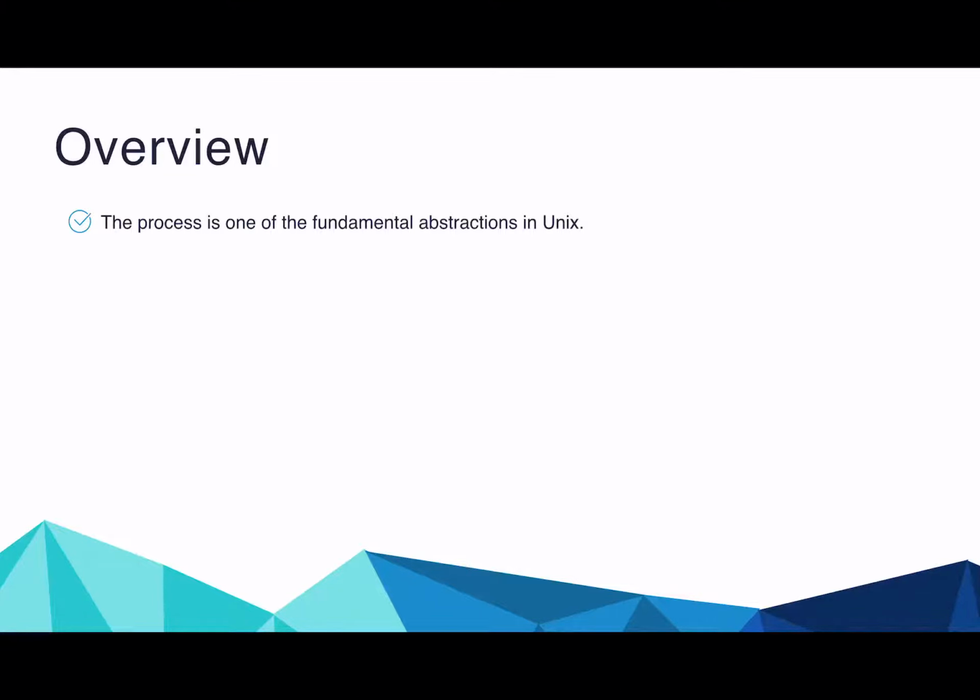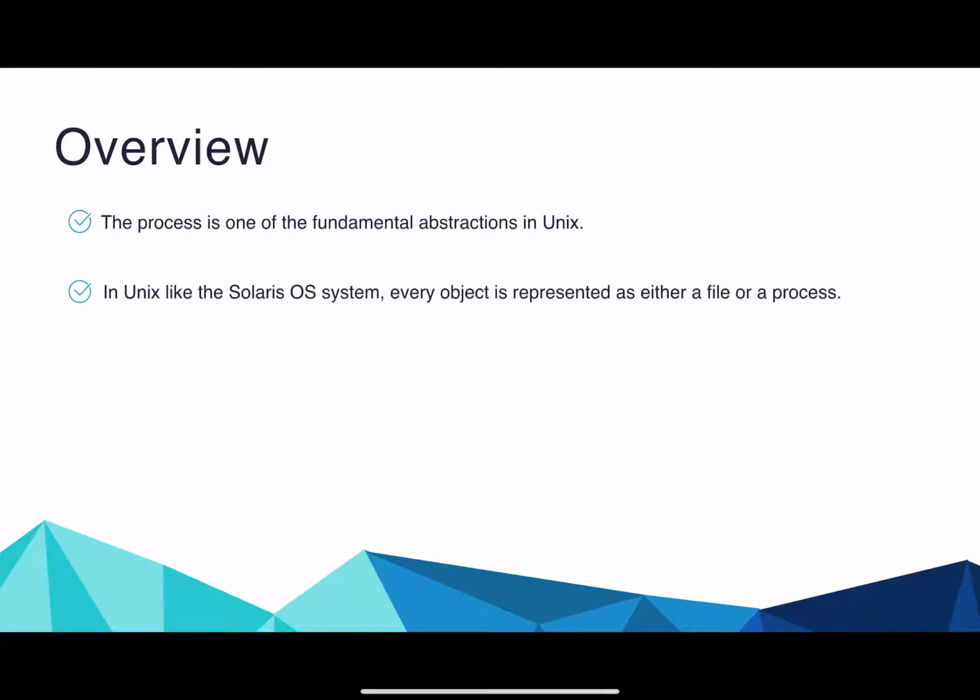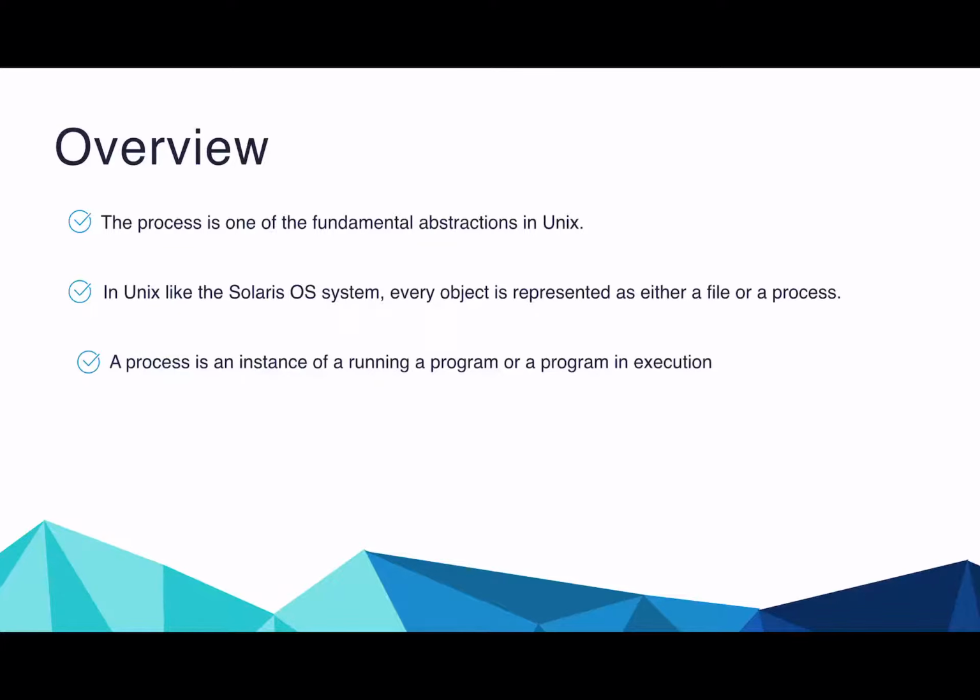Overview. The process is one of the fundamental abstractions of Unix. In Unix, every object is represented as either a file or a process. With the introduction of the proc structure, there has been an effort to represent even processes as files. A process is an instance of a running program, or a program in execution.